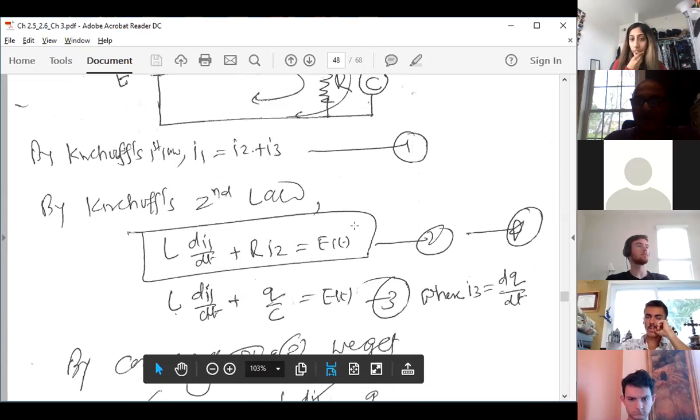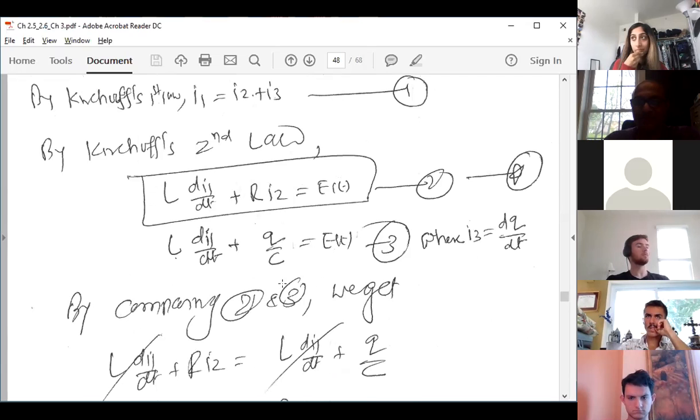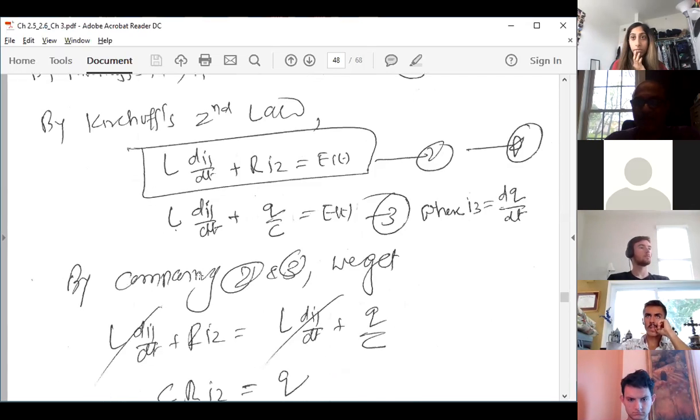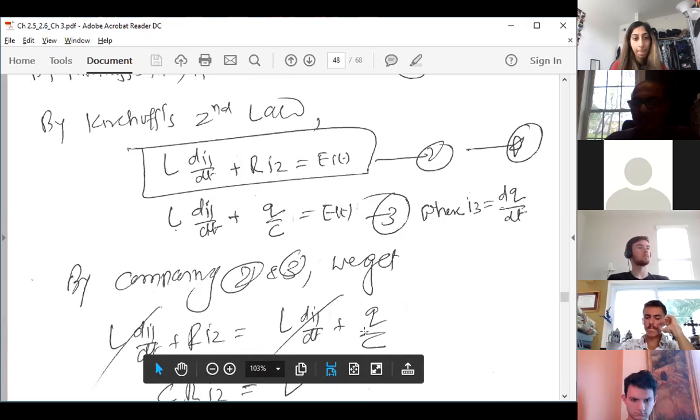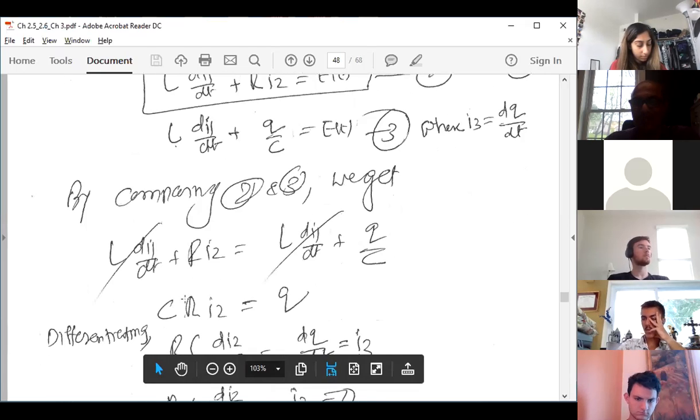This is the black box which you're looking for, first equation. Comparing 2 and 3, so that you can remove this part. So I just compared because E(t) and E(t) are same on the right side. So I compared this one. This will get cancelled out. R i2 equal to q over C. Right? But I want C times R. So let me just take this to the other side. So C times R i2 equal to q.